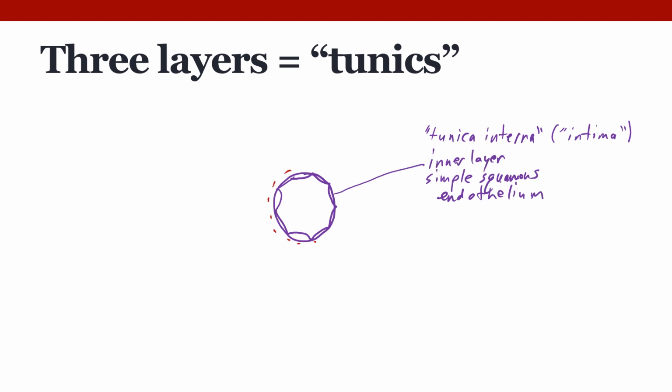Then there's a layer of various thicknesses depending on what type of blood vessel we have, and various compositions. It may have squiggly elastic fibers in it, or it may have muscle fibers here.